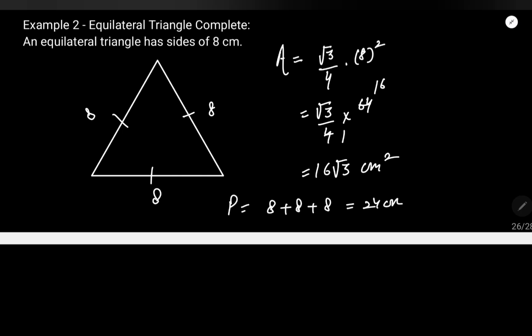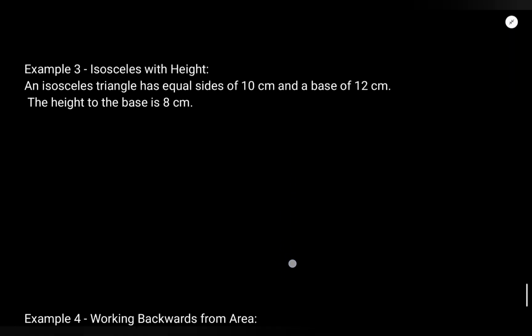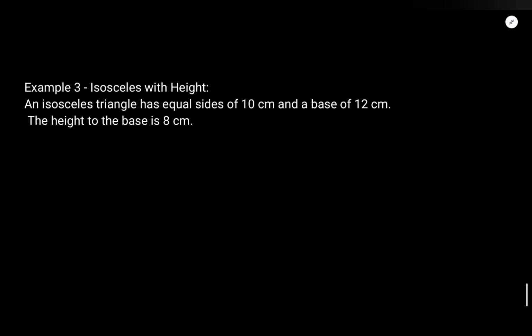That is 24 centimeter, right? After this you have question number 3. Isosceles with height. An isosceles triangle. This is a really important question. Isosceles triangle has equal sides of 10 and base of 12. This is 10.